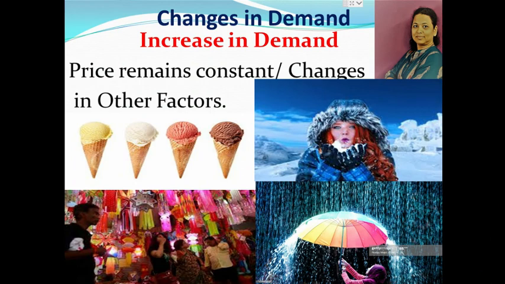There are two types of change in demand. First, increase in demand. It is related with the increase in demand of the commodity when price remains constant. Look, pay attention: price remains constant, but there are changes in other factors. Other factors mean changes in the taste, fashion and consumer incomes, climate, etc.